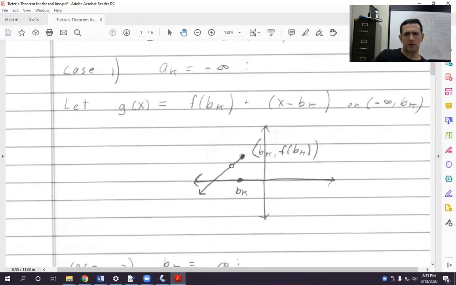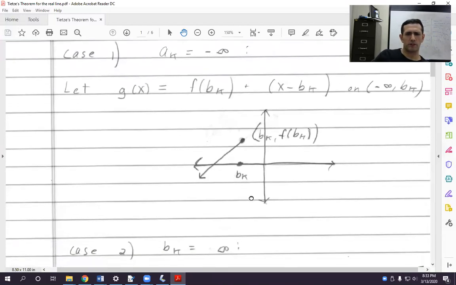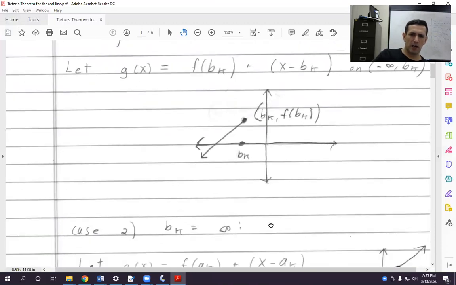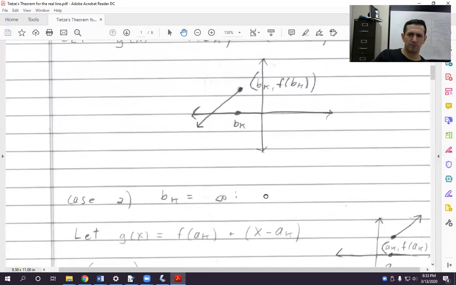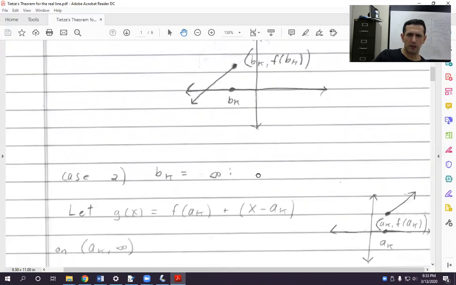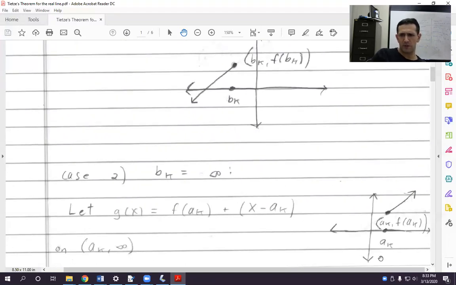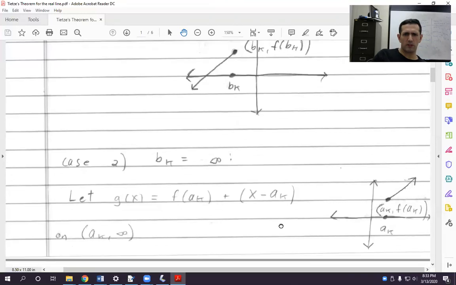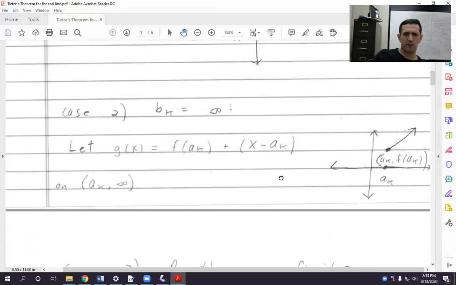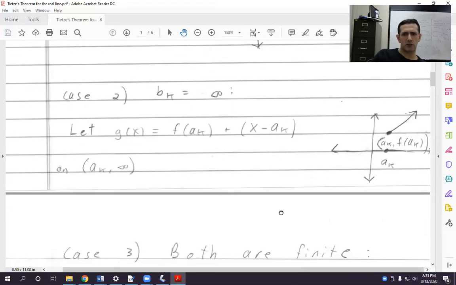The second case is when the right endpoint is infinity. That's basically the same thing. It's defining g to be the line emanating from (a_k, f(a_k)) with slope 1. Okay, so the picture is as follows. Right. And if both the endpoints a_k and b_k are finite, then just define g to be the secant line.